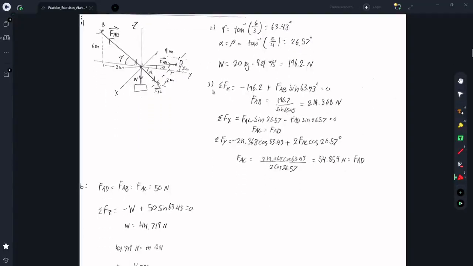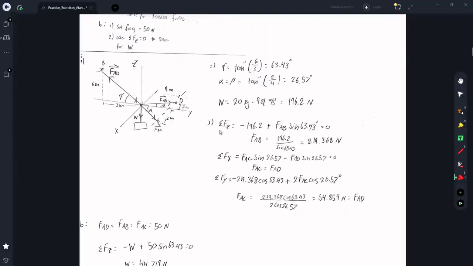So now that we have everything, I started setting up my equations of equilibrium. The first one that I did was the sum of the forces in the z direction is equal to 0. So for that, we have the weight minus 196.2 newtons. And then we have this component of FAB. So to get that, we can just do the hypotenuse times sine of this angle. And doing that, I can solve directly for FAB, which I got as 219.368 newtons.